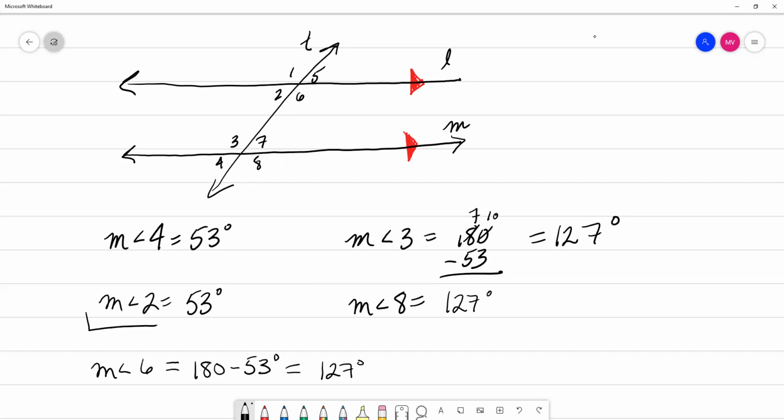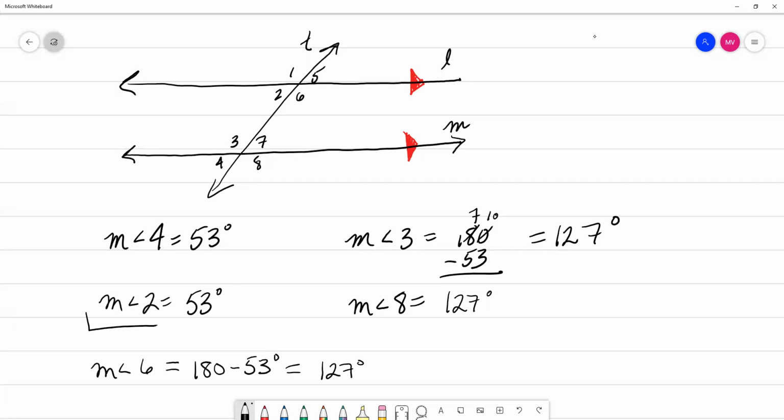All right, so do y'all see now how knowing that line L and line M are parallel, then the corresponding angles tell us what the measurements are? Like we know that 4 and 2 are the same because they're corresponding angles.